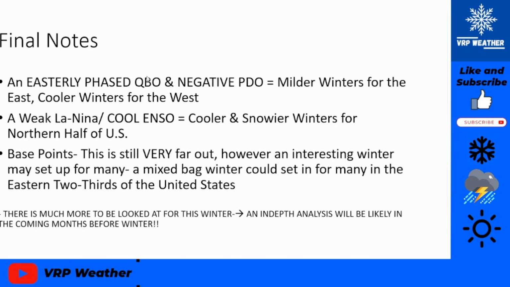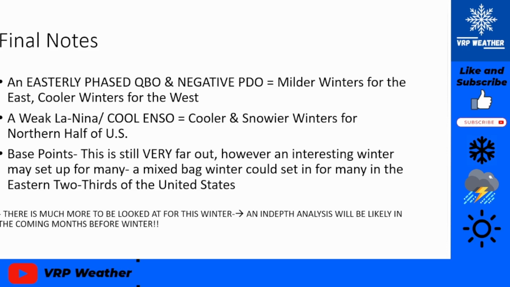So, given all this talk, our final notes: an easterly phased QBO and a negative PDO would equal milder winters for the east and cooler winters for the west. Those two blend perfectly for milder winters in the east and cooler winters for the west. A weak La Nina and cool ENSO, however, is a cooler and snowier winter for the northern half and even the eastern half of the US. And so that battles that main first point.